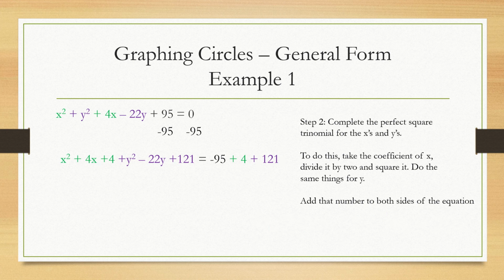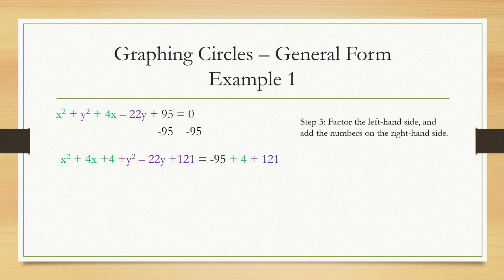Once we do that, we move on to step 3. Step 3 is to factor the left-hand side and add the numbers on the right-hand side. This is why I did the review for factoring perfect square trinomials. Notice that what I have here in green is a perfect square trinomial, and what I have here in purple is a perfect square trinomial. Then we're just going to add these 3 numbers on the right-hand side.